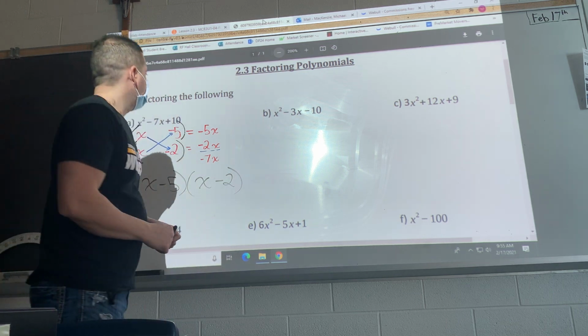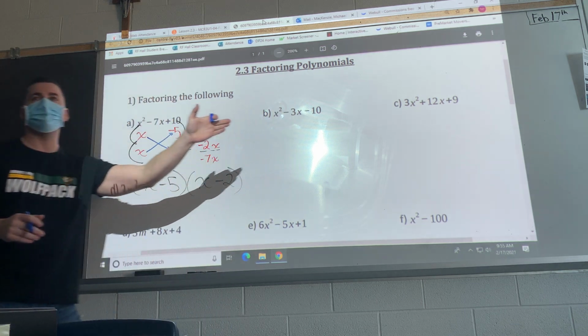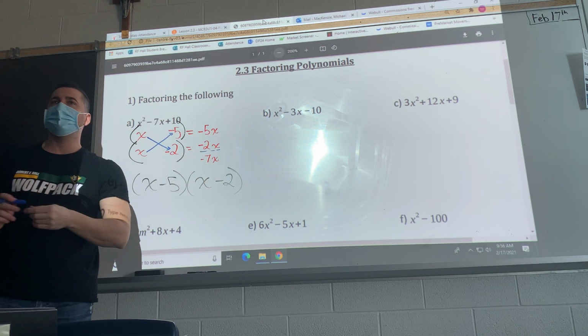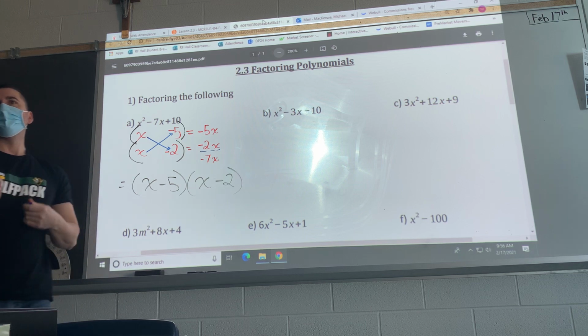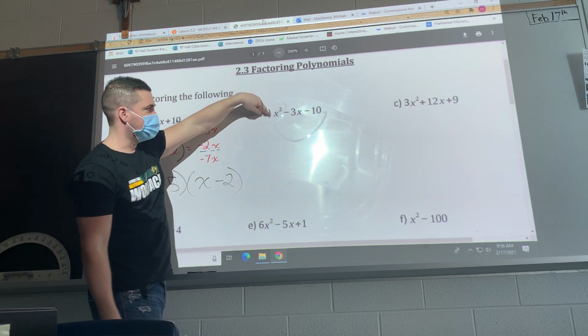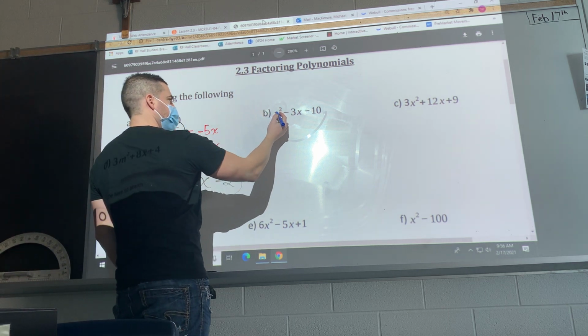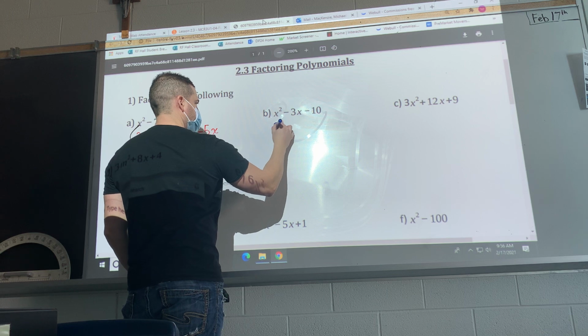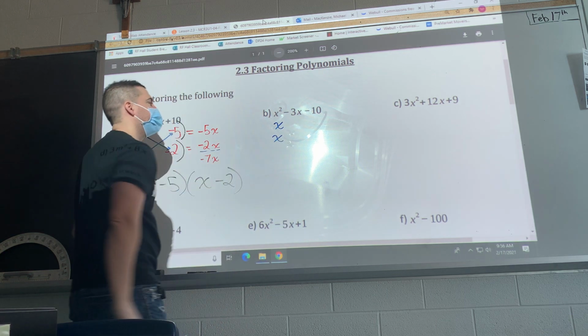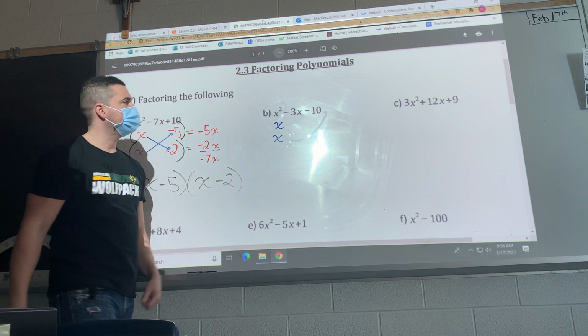Okay, next one. Let's break it down. So again, it's an x squared. Well, first, I missed the first step. Common factor? Yes or no? No, no common factor, right? This one does not have an x. And this has a not 1, so we can't break anything down. So we take the first term, we're going to break it down into x and x. It's pretty much always x and x. Okay, except for when we get to these ones.